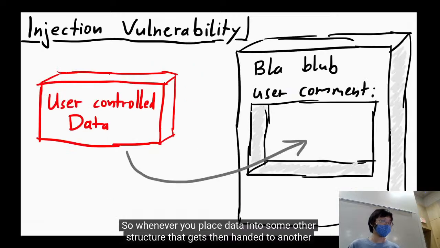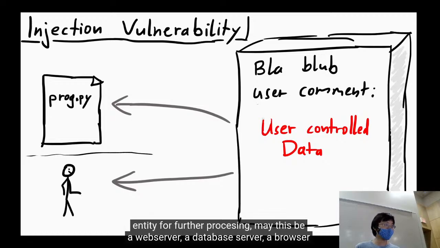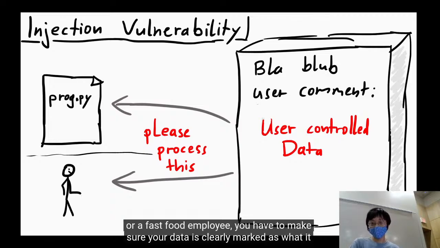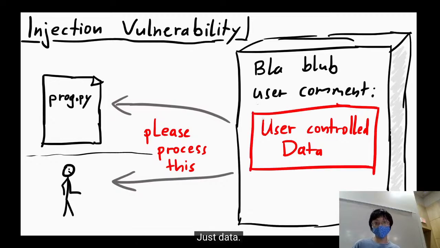So whenever you place data into some other structure that gets then handed to another entity for further processing, may this be a web server, a database server, or browser, or a fast food employee, you have to make sure your data is clearly marked as what it is, just data, not an instruction.